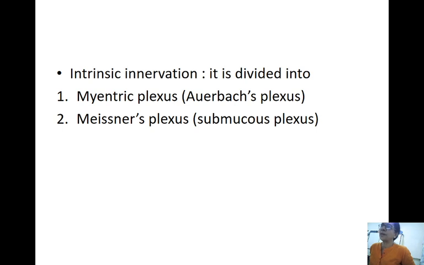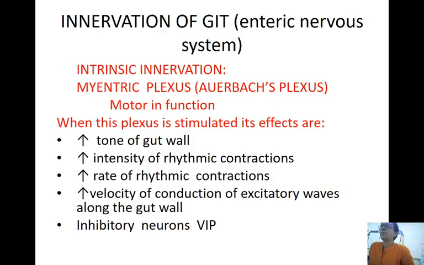Now coming to them one by one. Myenteric plexus. It is the intrinsic innervation. It is also called Auerbach's plexus, and the main function of this plexus is that it is motor in function. Whenever this plexus is stimulated, it increases the tone of the gut wall, it increases the intensity of the rhythmic contractions, it increases the rate of the rhythmic contractions, and it increases the velocity of conduction of excitatory waves along the gut wall.